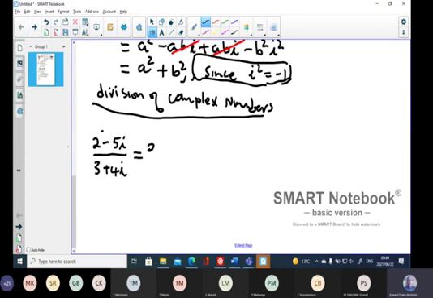multiplied by the conjugate of the denominator. So the conjugate of the denominator is 3 minus 4i over 3 minus 4i. So here I didn't change the expression. I actually multiplied the expression by 1. If you multiply anything by 1, you know that it will remain unchanged. So I'm just introducing this conjugate over conjugate to help me simplify this expression.